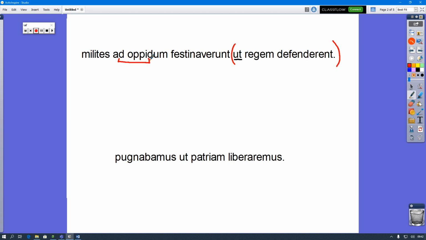So ad oppidum is a preposition phrase, militares festinavarunt, regem is an object, and then defenderent is a verb. So what does this sentence mean? The soldiers hurried to the town. Now the ut, I'm just going to translate as to. The soldiers hurried to the town to defend the king.